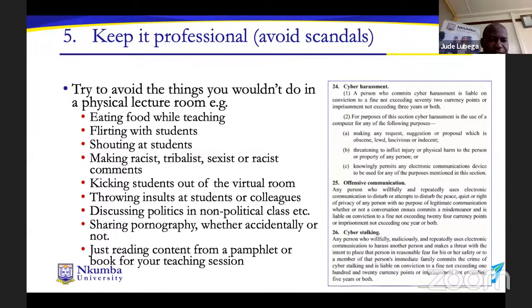Insulting students, discussing politics or non-political things in class, sharing pornography, just reading content from pamphlets and things of that kind should be avoided. Just keep it professional.